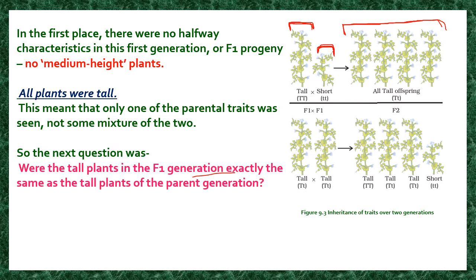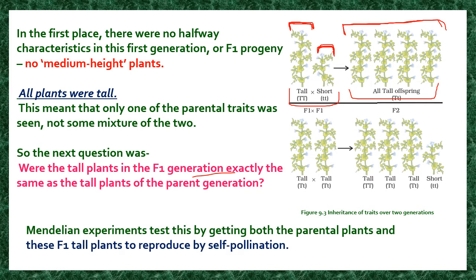The next question is, were the tall plants in the F1 generation exactly the same as the tall plants of the parent generation? Just look at my pointer. All these plants look the same as their parent. So are they the same or not? Do they carry all the characteristics of their parent or not? Mendel's experiment tests this by getting both the parental plants and these F1 tall plants to reproduce by self-pollination. And after their self-pollination, you will get the answer to your question.